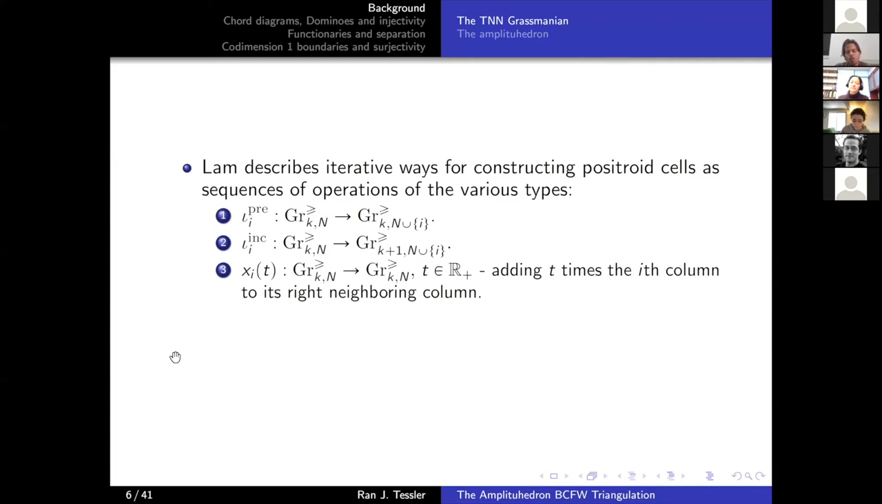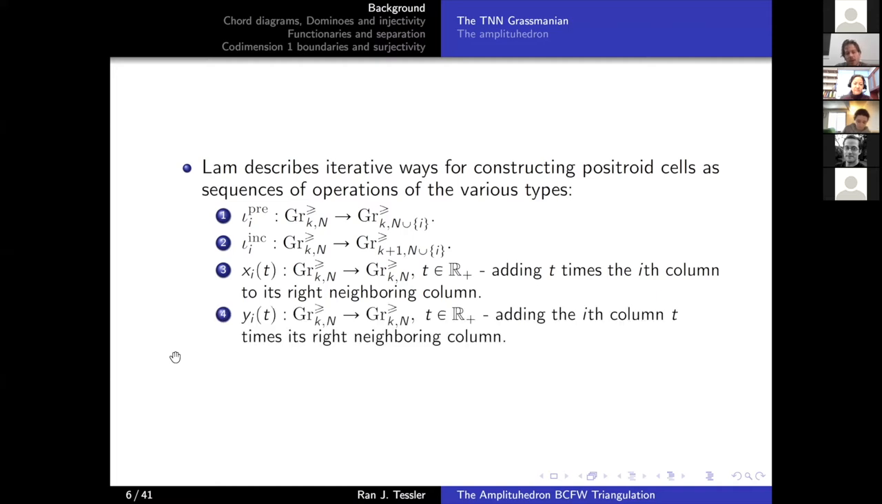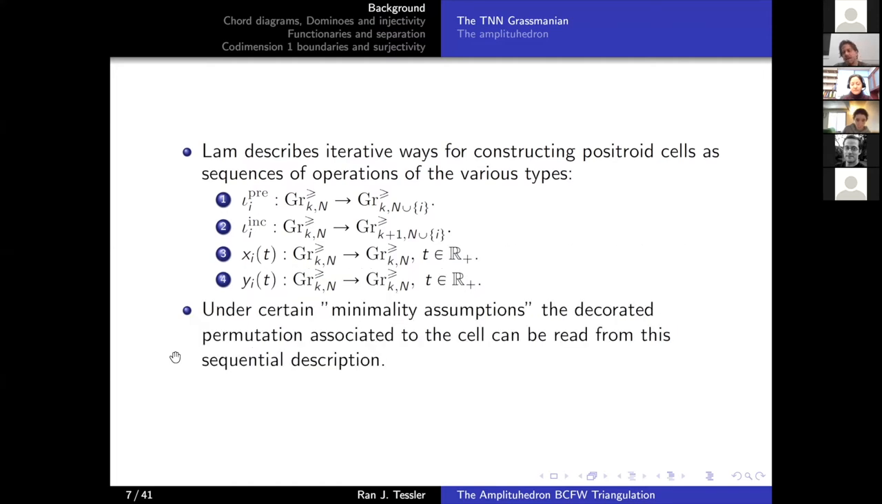for real, positive t, which adds t times the ith column to its right neighboring column. Whenever t is positive, this map preserves the non-negative Grassmannian. And similarly, we have the analogous dual map y_i(t). Okay, not dual in the standard sense, but this map adds t times the right neighbor of the ith column to the ith column. Given a positroid cell which is constructed by a sequence of such operations, then under certain minimality assumptions, we can actually read from the sequence the decorated permutation which is associated to it by Postnikov's theorem.